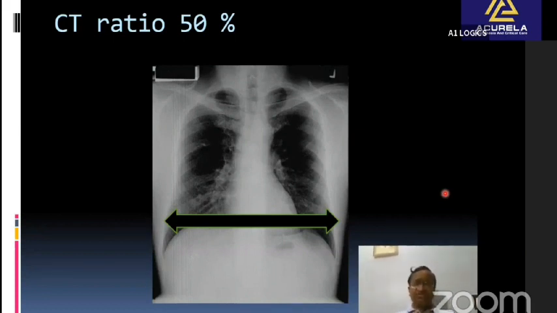The cardiothoracic ratio is more than 50%. It is just not like this. It is like this: this plus this should be more than 50% of this.